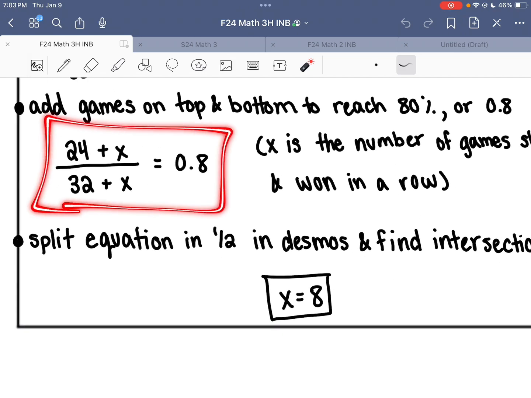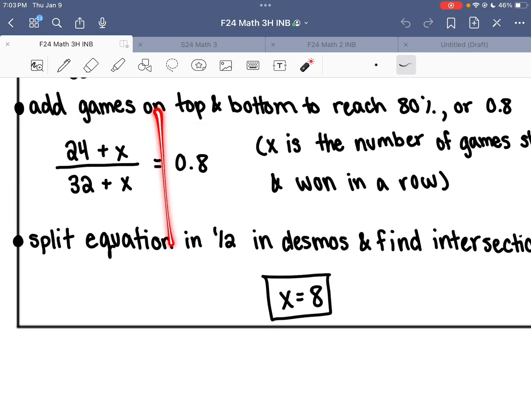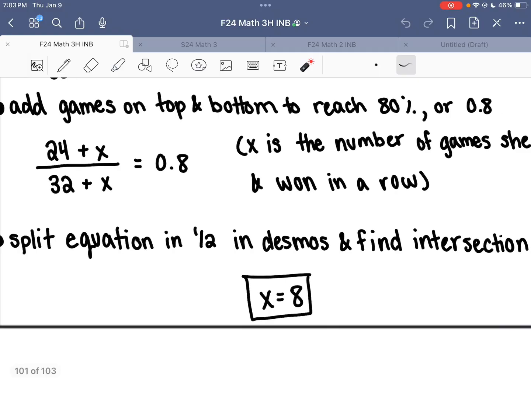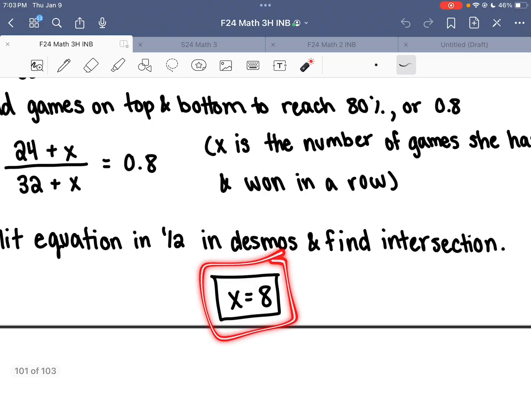So now that we have this equation, you're going to split it in half with the equal sign. Set that equal to y. And then you're going to set the left side equal to y. And you're going to find their point of intersection. In this case, they intersected at 8. So the answer is 8. She needs to play 8 more games to get a winning percentage of 80%.